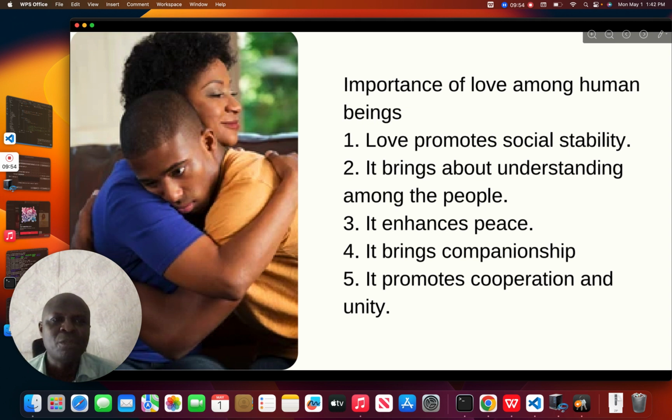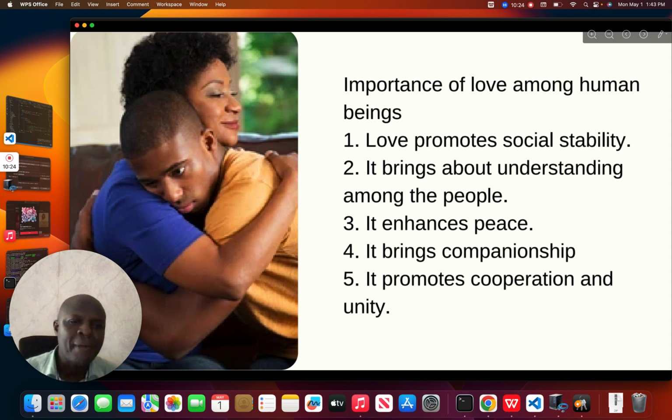It enhances peace. Any society where there is love, what you expect from that society is peace. Any family where love is reigning, you also experience peace. And take note that family is the basic unit of the society. Without a family, there is nothing like society. So peace must reign. So if you truly love, then you must ensure that peace is reigning.